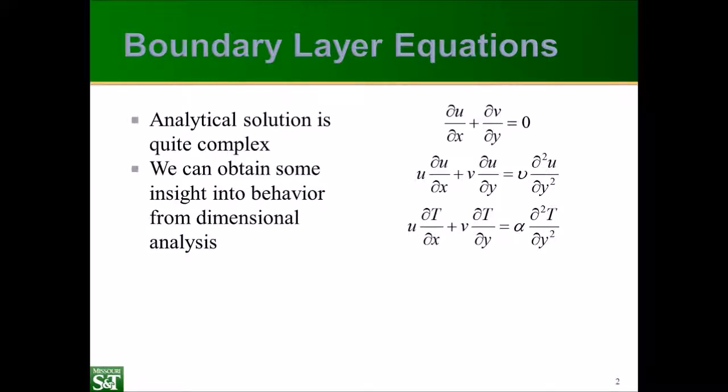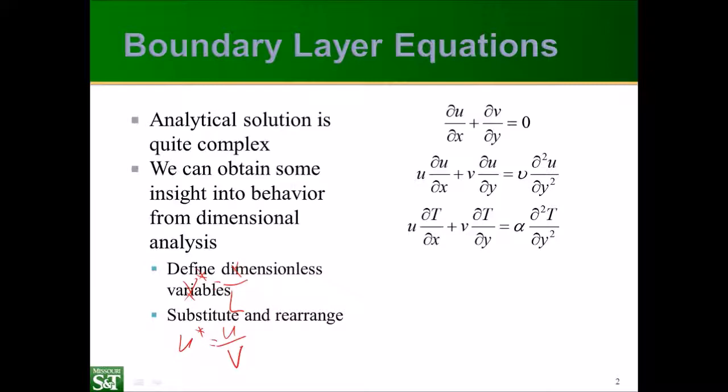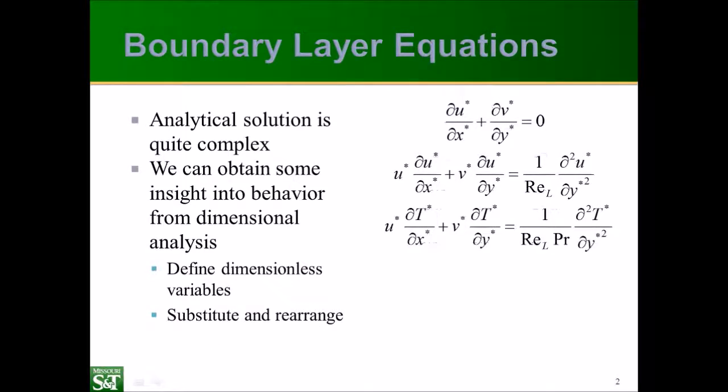So we're going to define dimensionless variables, look at something like the dimensionless variable x star, which is x over some length scale, and the dimensionless variable u star, which is the velocity over some velocity scale, capital V. And we can define all these dimensionless values, and when we do that, we can substitute them into the equations and then rearrange them. And that gives us a set of equations that looks something like this.